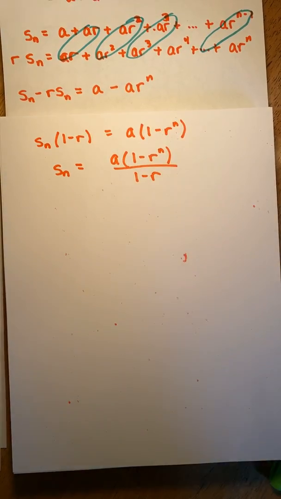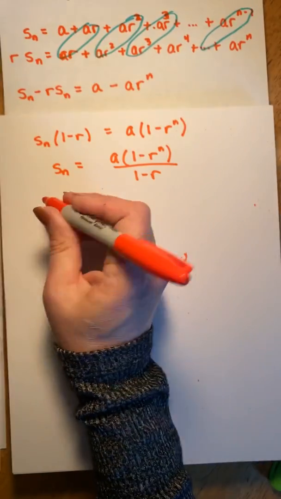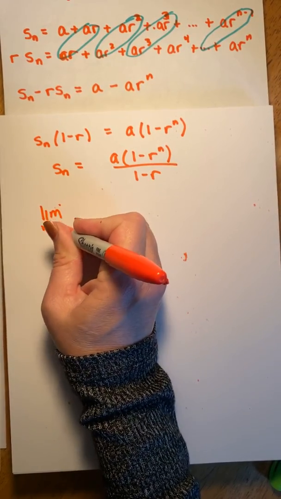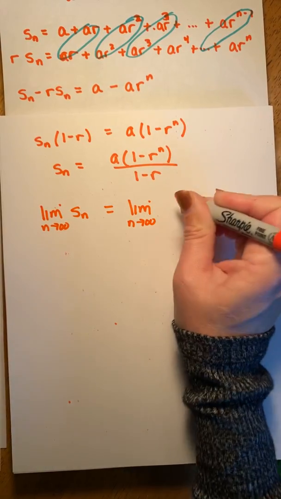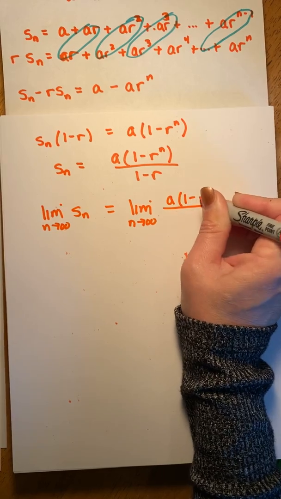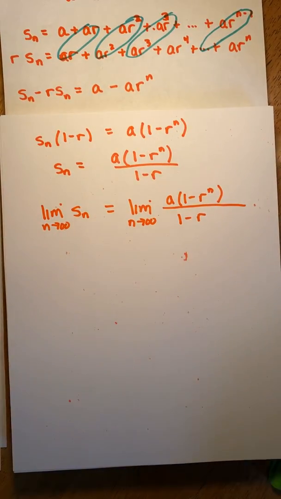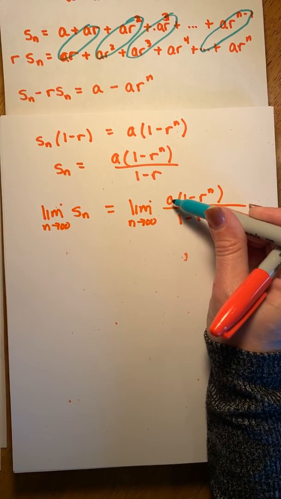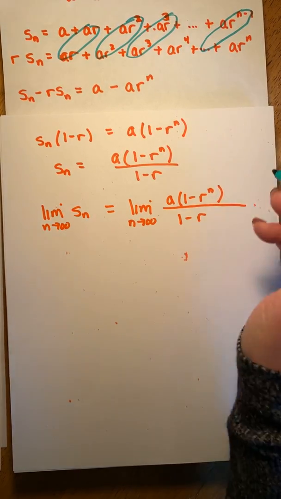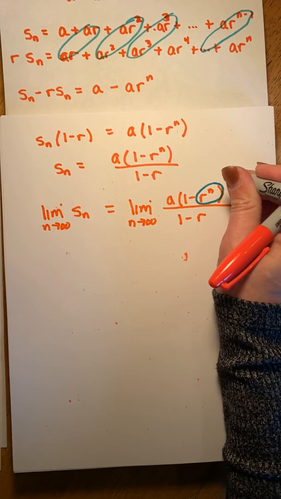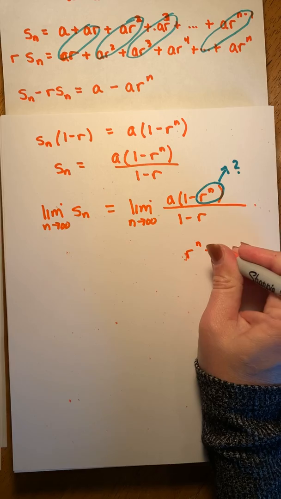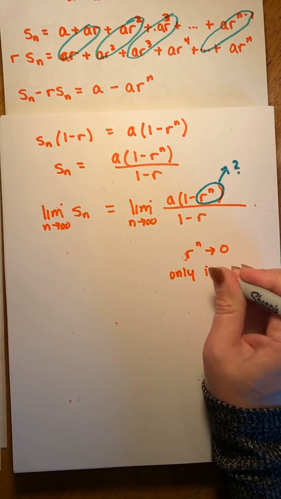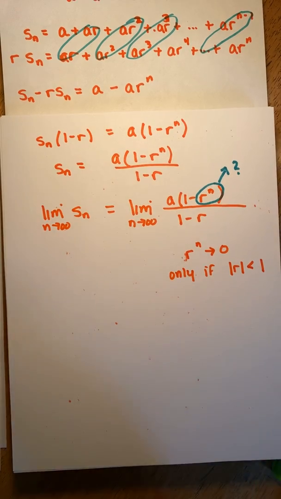All right, but what we're focusing on right now is that we want to know the limit as n goes to infinity of this nth partial sum. Well, this a is undisturbed by the limit because there's no n involved here, so this is the only term that's going to distinguish the value of this limit. Well, r to the nth power goes to 0 only if r is between 1 and -1.